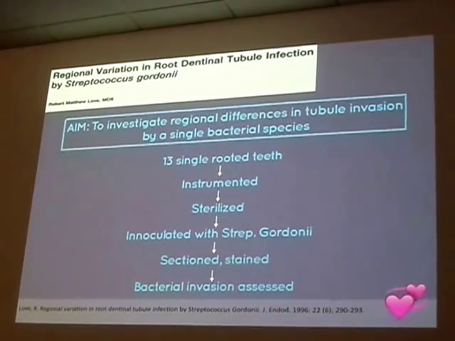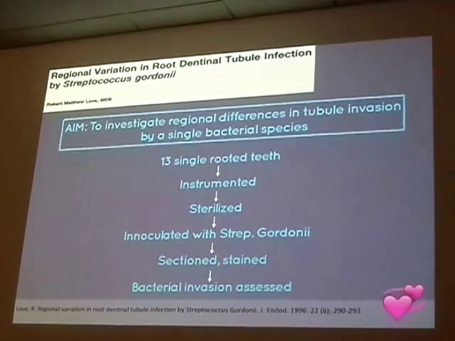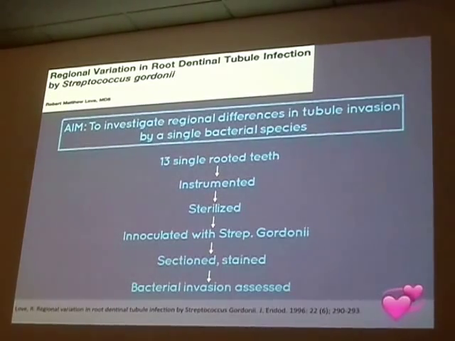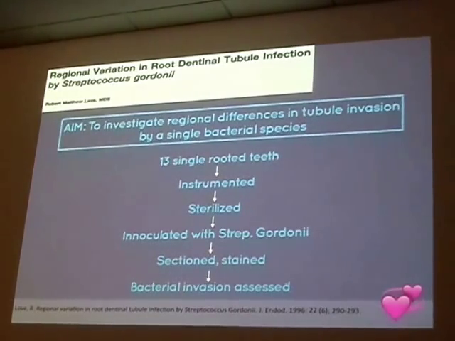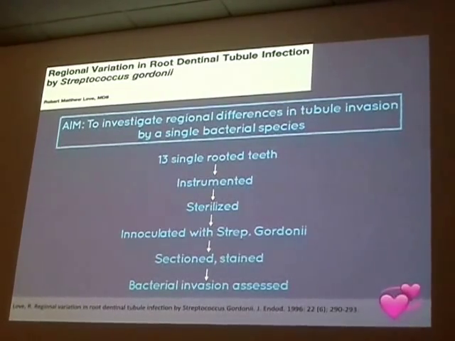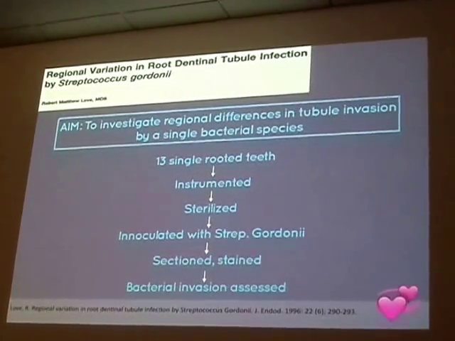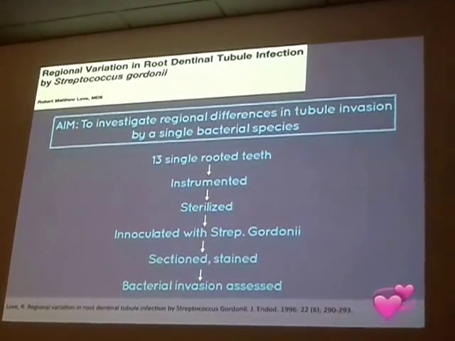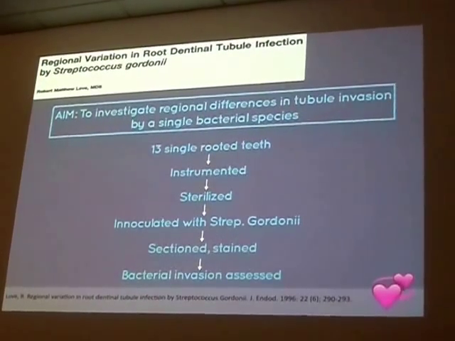So in this study conducted by Love in 1996, he wants to look at the actual bacterial penetration into the tubules. So what he does is he takes 13 extracted teeth, he sterilizes them, and then he inoculates them with bacteria. He then stains and sections the teeth and examines them for the bacterial penetration.